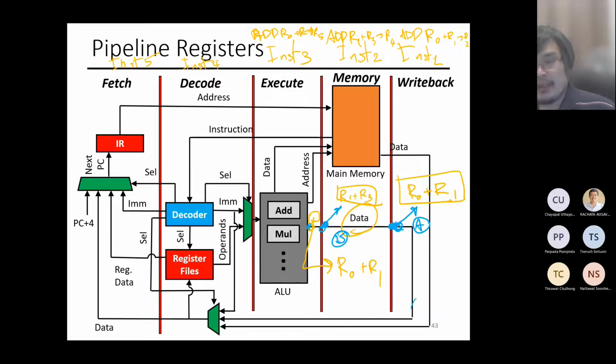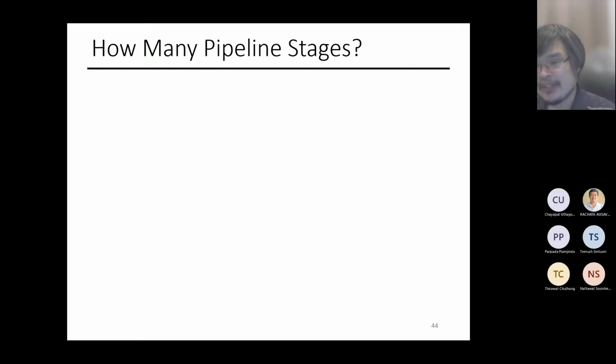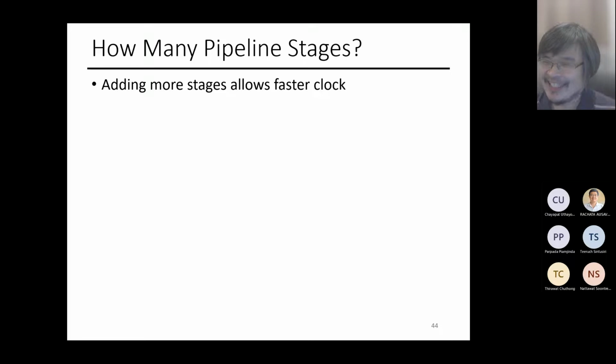We talked about how to add the pipeline register so we can store intermediate steps. The next question is how many stages do we need? Because we can add more. We can actually split the middle of the execute, the middle of the decode, and the middle of the fetch into multiple stages, like fetch 1, fetch 2, fetch 3. And that's what's in your CPU.